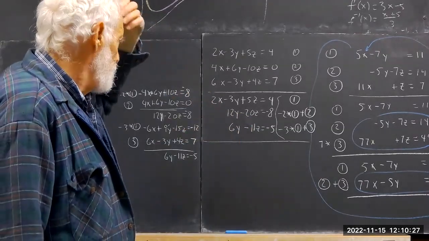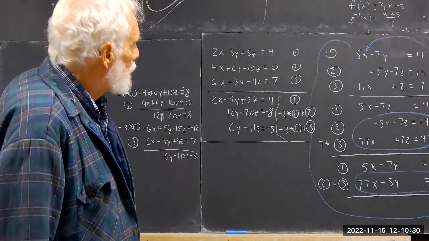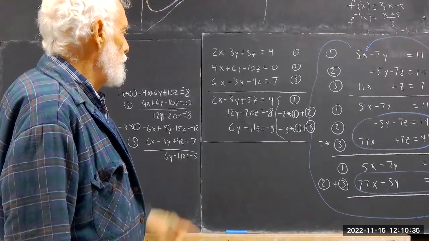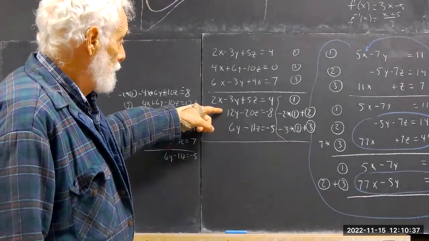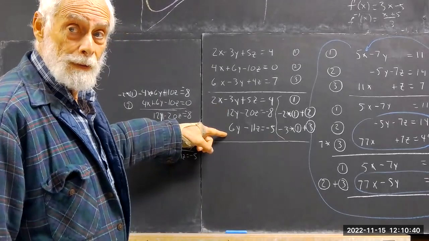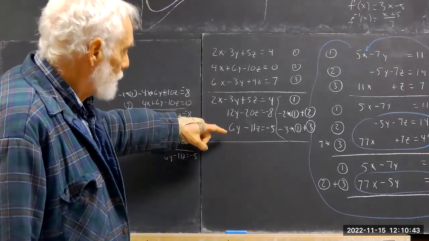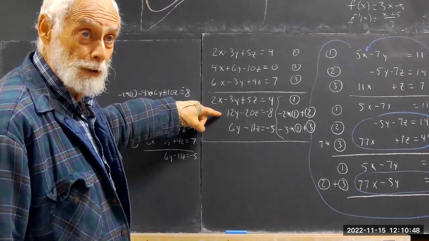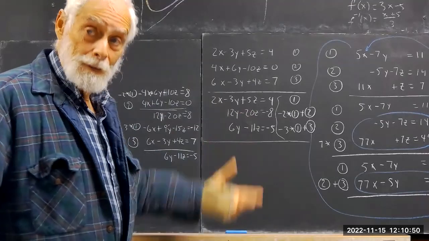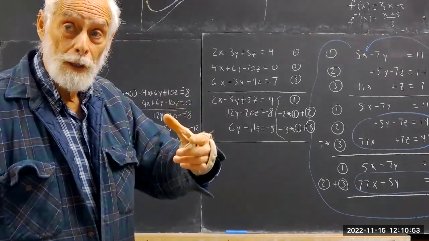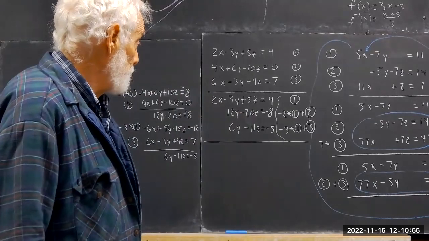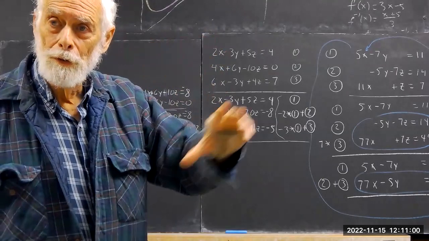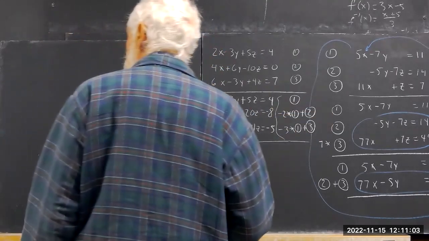Now, what can I do to eliminate y here? Okay, I can multiply this by -2. I can add it to this, right? That's going to give me just an equation in z. So I'm going to do that, but not yet. The other thing I'm going to do is, oh, never mind. I'm just going to do that. And I'll show you what.